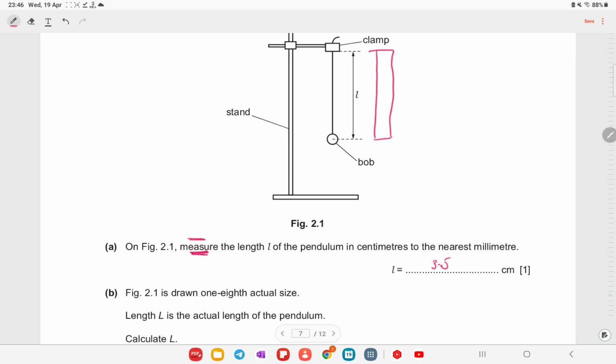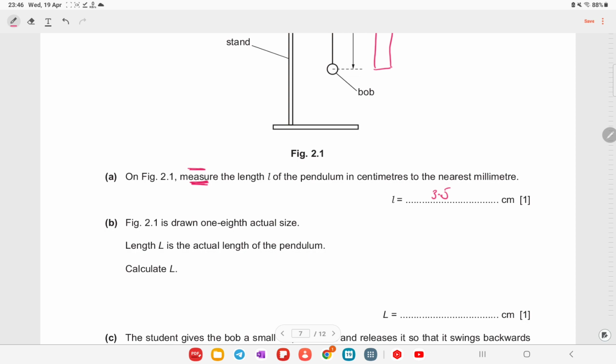Figure 2.1 is drawn 1/8 of actual size. Length L is the actual length of the pendulum. Calculate length L. So how you are going to do it: if the figure is 1, the actual length will be 8. And if the measured length of this pendulum is 3.5, the actual length is going to be x. So now we will do cross multiplication, and I will end up with x equals 28. So the length will be 28 centimeters.